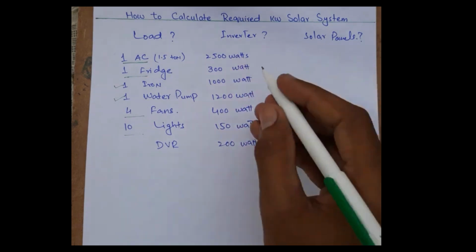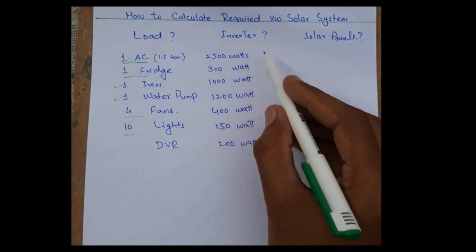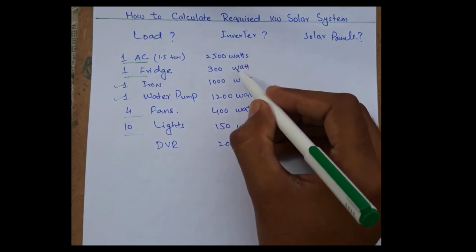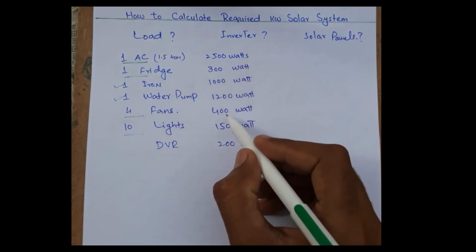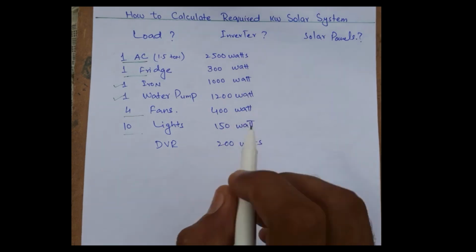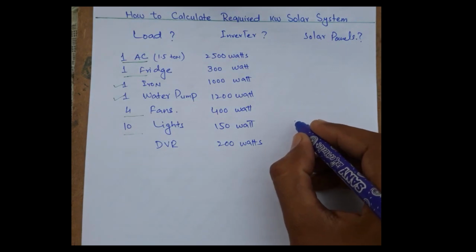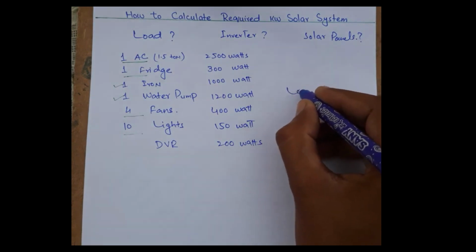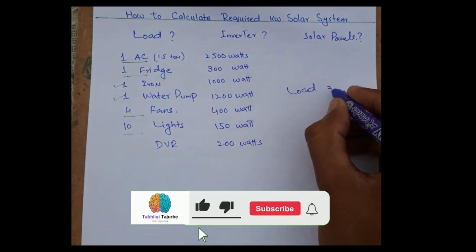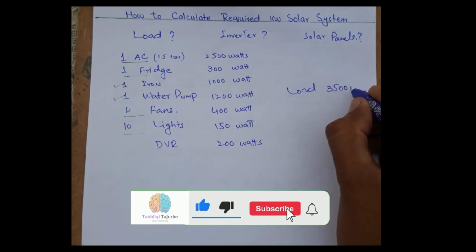The narrator introduces the purpose of the video, which is to explain how to calculate the number of solar panels and the size of the solar inverter needed for a home solar setup. The narrator also assures viewers that the process can be done easily with some basic understanding and gives a step-by-step guide. Step 1, calculating the load.